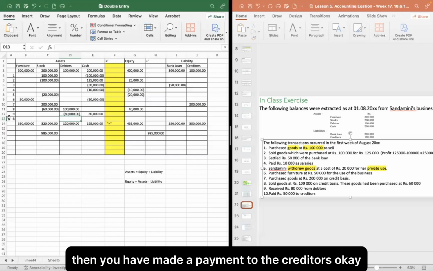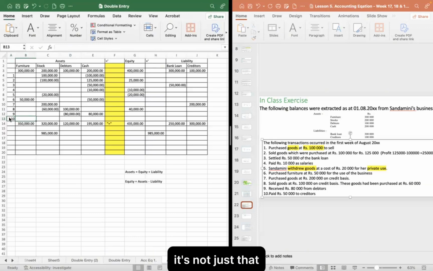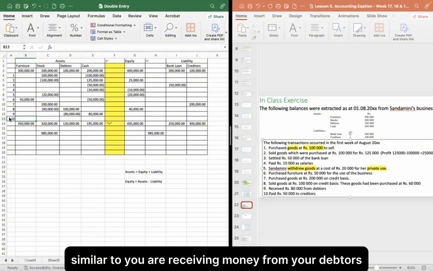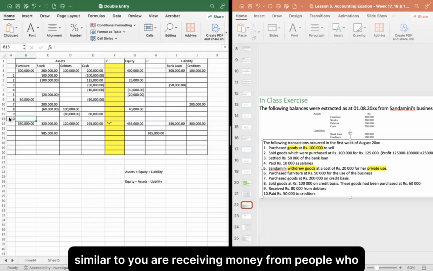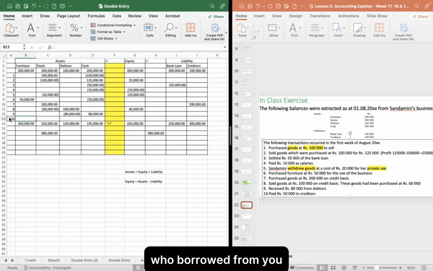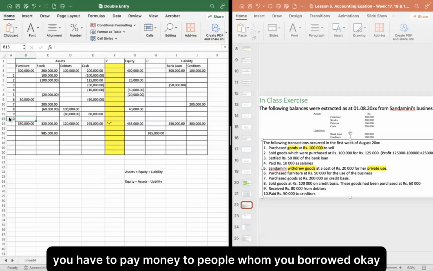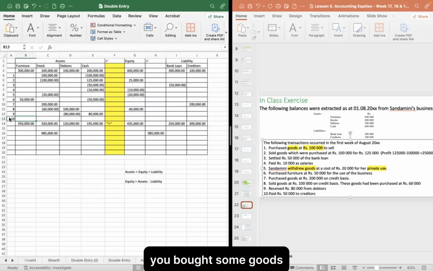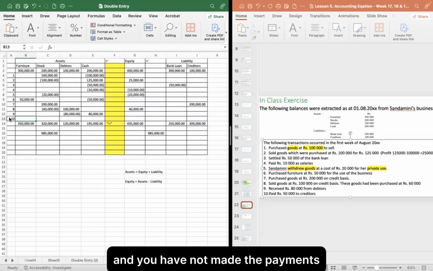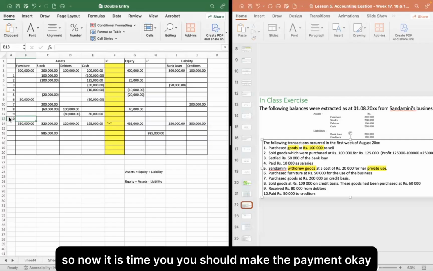Then you have made a payment to the creditors. Just as people who bought goods on credit from you pay you money, if you bought some goods on credit and have not made the payments, you also have to pay money to the people from whom you borrowed. So now it is time you should make the payment.